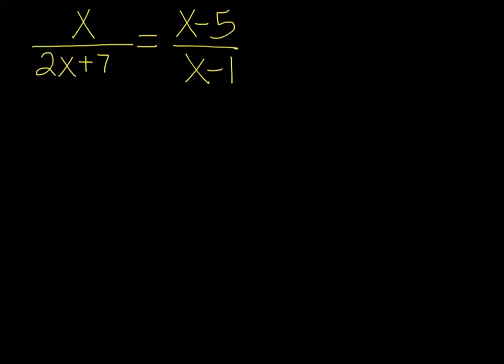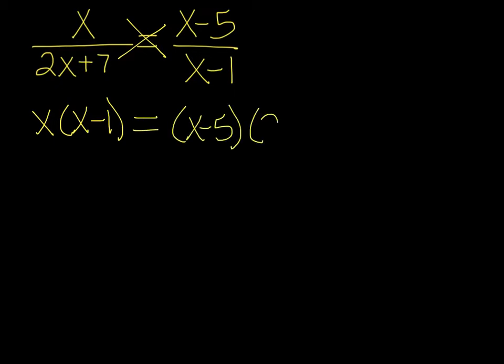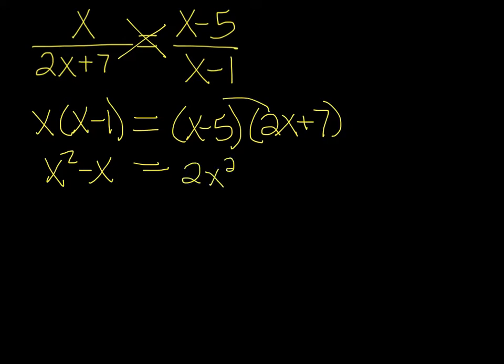Now here's one that's a little uglier. Same rules, we're going to cross multiply. So we've got x times x minus 1 equals, and then we have x minus 5 times 2x plus 7. And make sure you put these in parentheses, because yes, you're going to have to FOIL. So on this side we just distribute the x and we get x squared minus x. And on this side we will have to FOIL this out. We're going to have 2x squared plus 7x minus 10x and minus 35.